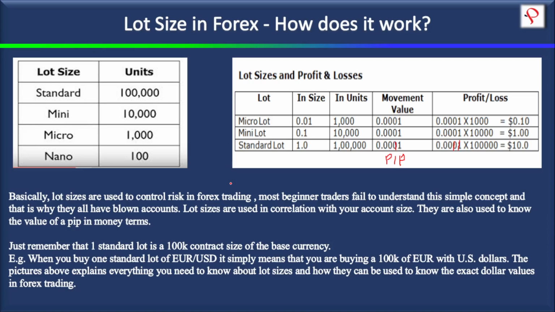Most beginner traders fail to understand this simple concept, and that is why they have blown accounts. Lot sizes are used in correlation with your account size. They are also used to know the value of a pip in money terms. Just remember that one standard lot size is the 100,000 contract size of the base currency. So for example, when you buy one standard lot of EUR/USD, it simply means that you are buying 100k of Euro with US dollars. The pictures above explain everything you need to know about lot sizes and how they can be used to know the exact dollar values in forex trading.